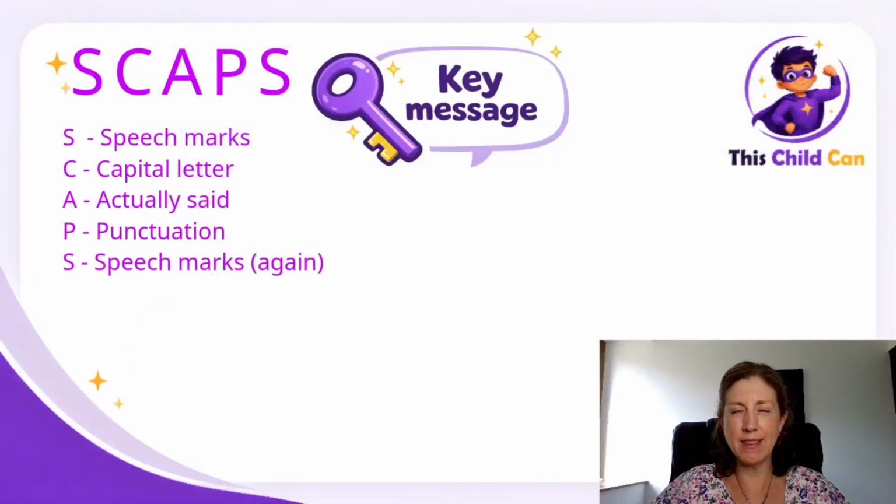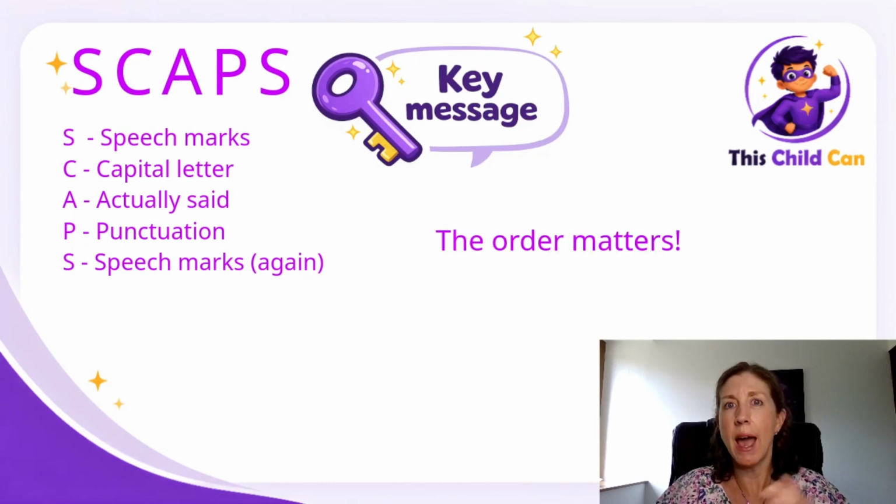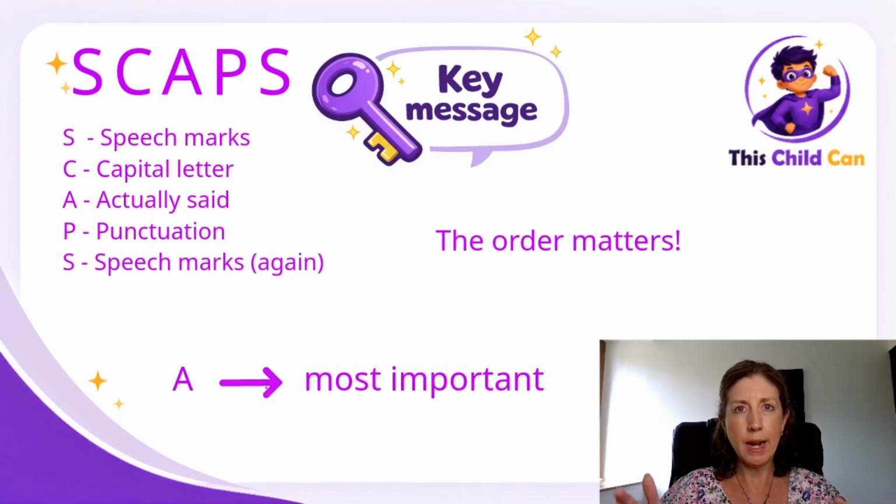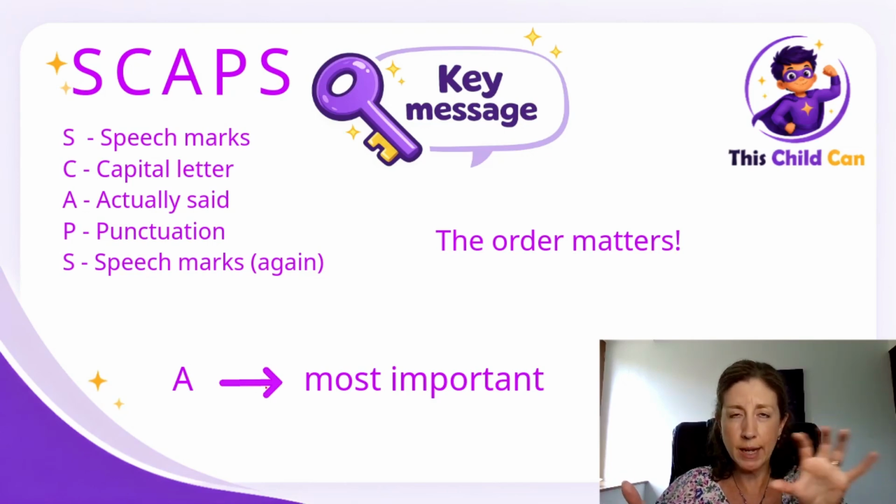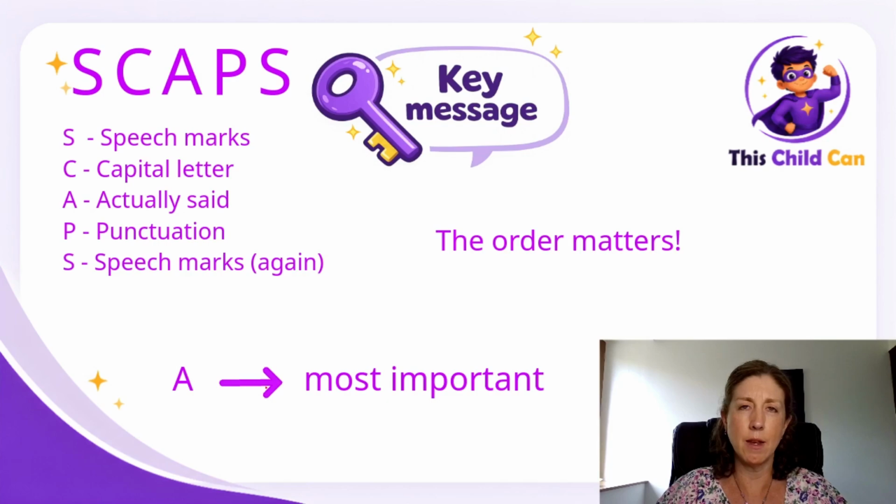So the key message is this. SCAPS is a great acronym to follow when children are trying to write direct speech because it shows them the order in which they have to do things. And the most important part of it is the A, the actually said. And again, refer back to the child with the speech bubble to look again at what exactly has been said if your child's getting confused.